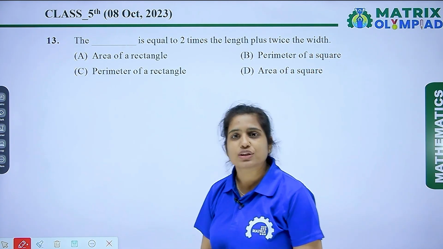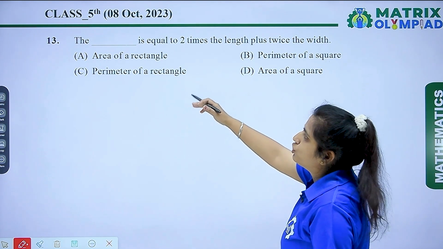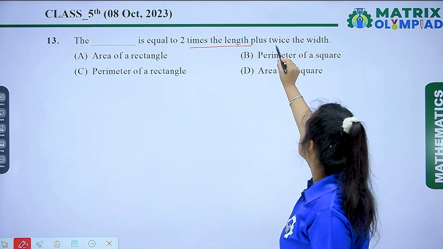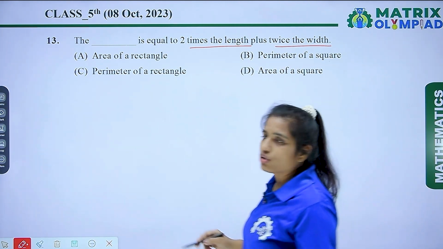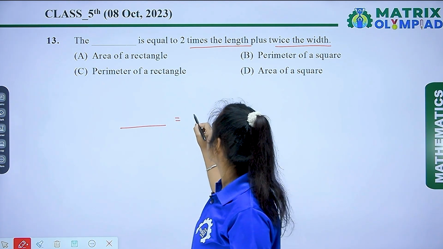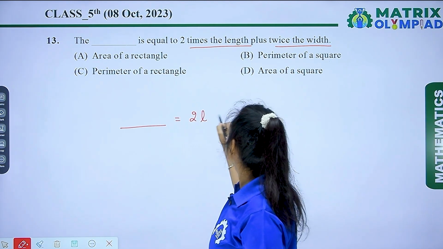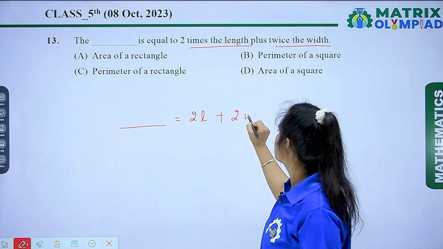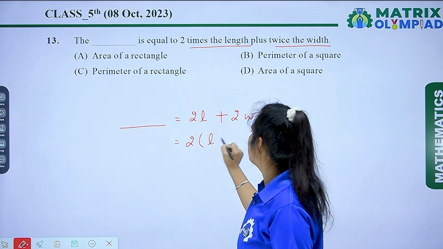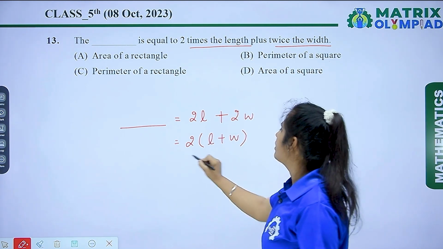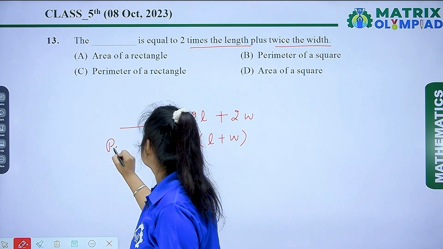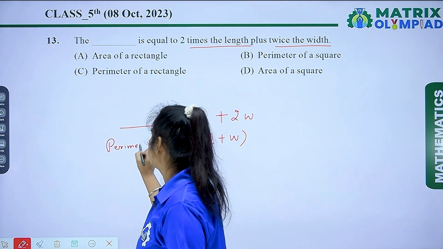Let's begin with the next question, that is the 13th question. The dash is equal to 2 times the length plus twice the width. So we have to tell what is equal to 2 times length plus 2 times width. So you will take 2 common from here. Here L plus W, and this is the formula for the perimeter of a rectangle.